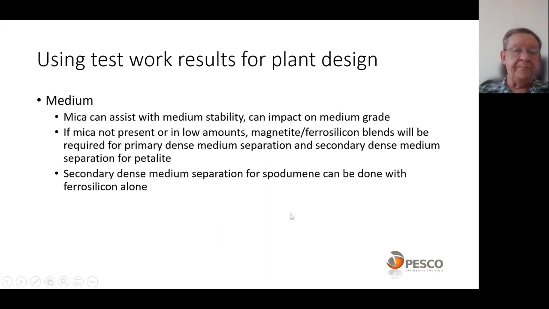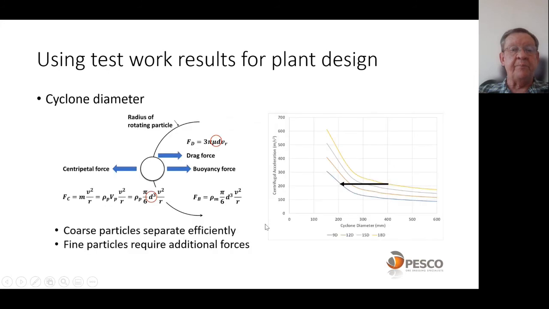If we look at the medium, mica can assist with medium stability, and it can also impact on the medium grade. So you might see that you'd like to use 270D, but because there's mica present, to avoid viscosity problems, you might go to a 150D. If mica is not present or in low amounts, then you'll have to use a magnetite ferrosilicon blend for the primary dense medium separation and for the secondary in petalite. But the secondary dense medium separation for spodumene can be done with ferrosilicon alone.